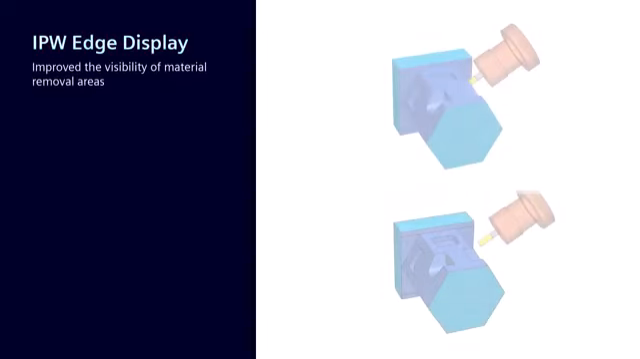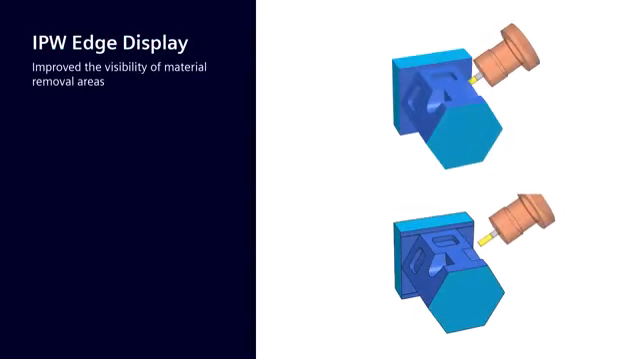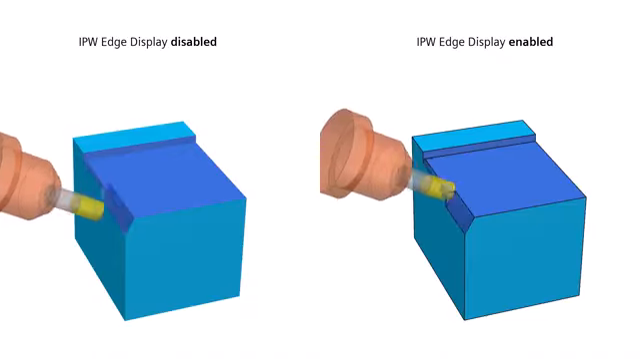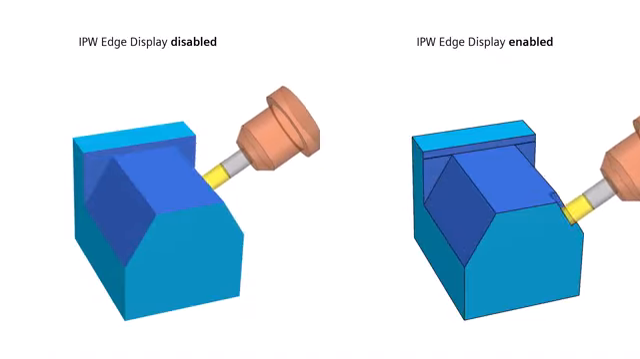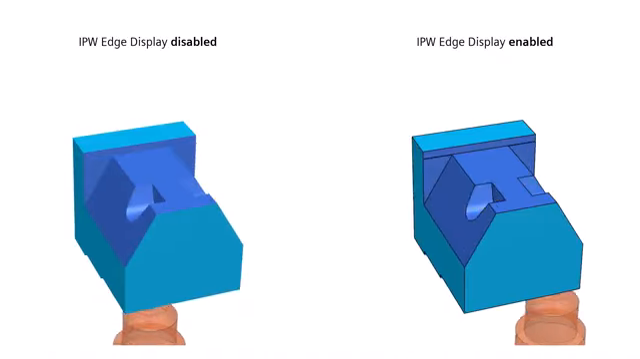The enhanced IPW Edge visualization system introduces sophisticated edge detection and display capabilities, significantly improving the visibility of material removal areas. On the home ribbon, under IPW More, users can activate the Show IPW Edges option. As you can see, with the IPW Edge Display enabled, visual clarity is greatly improved.